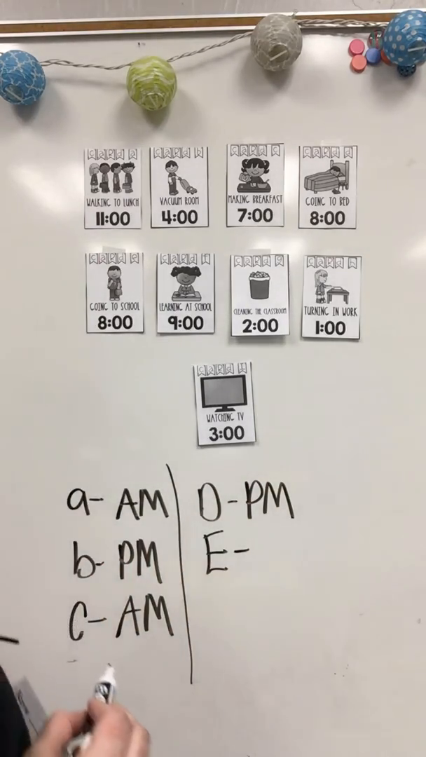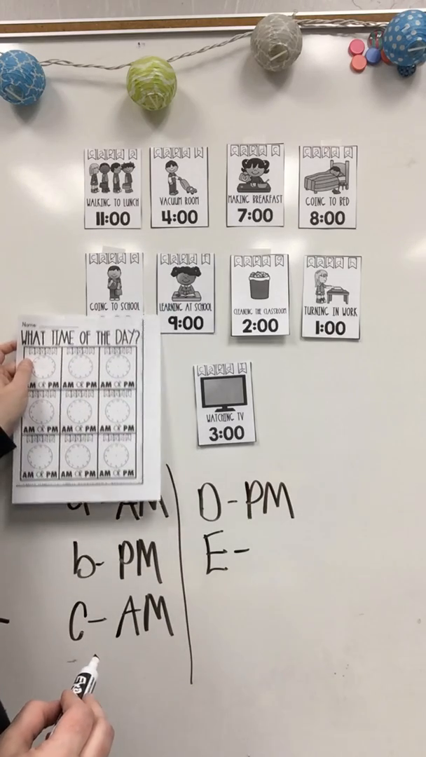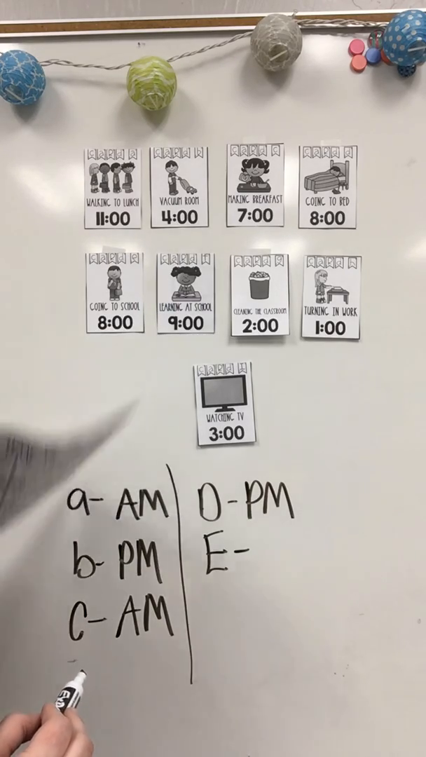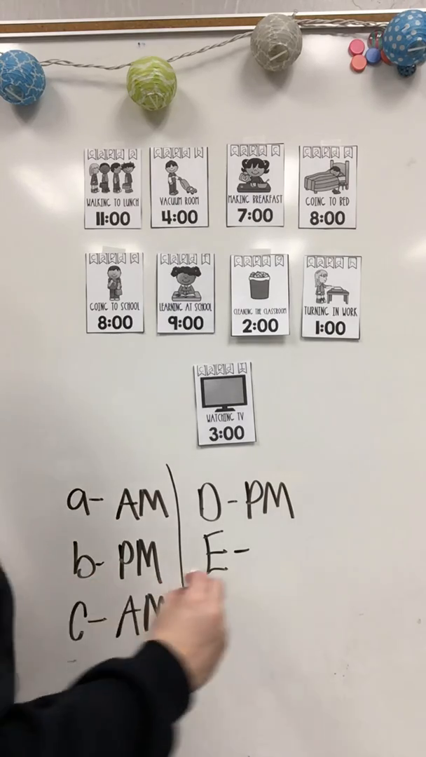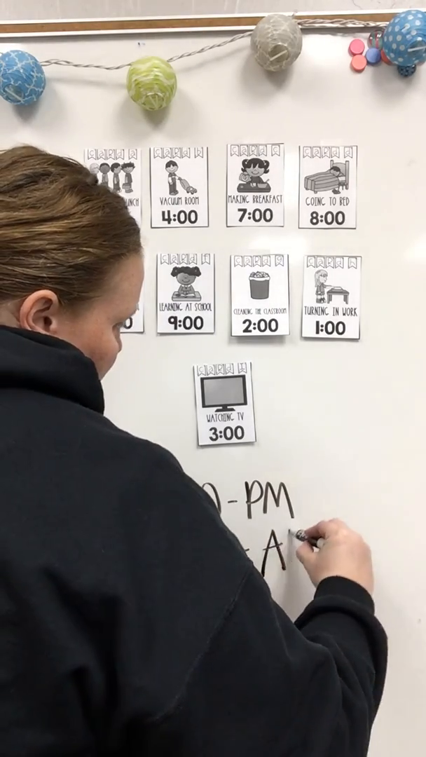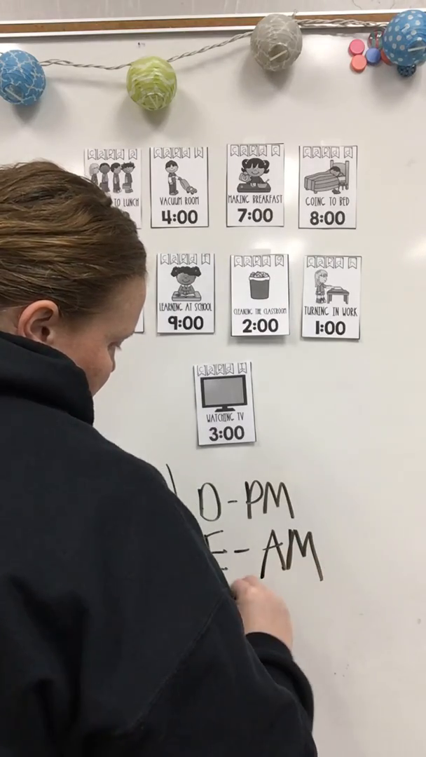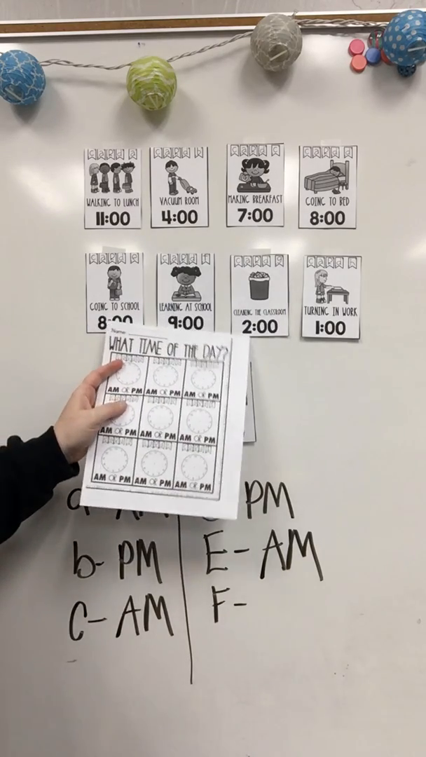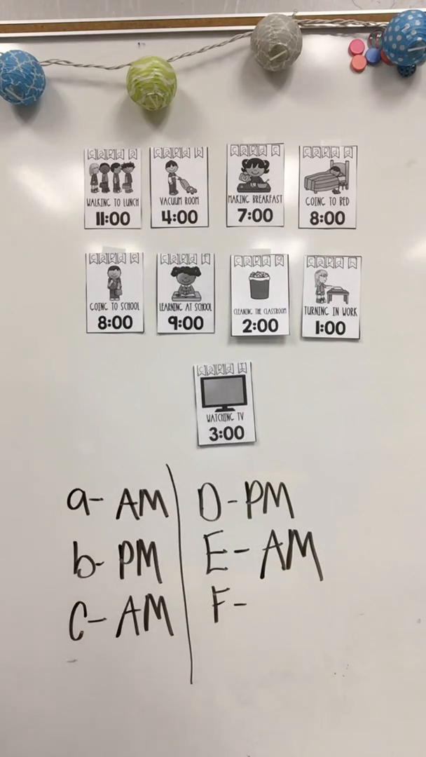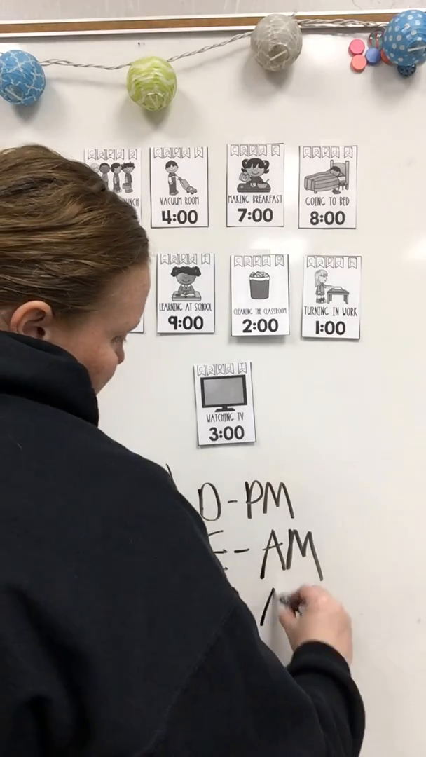Card E. Going to school, 8 o'clock. Well, we go to school at 8 o'clock in the morning, which is a.m. Okay, F. Learning at school, 9 o'clock. Is that in the morning or the evening? 9 o'clock in the evening, you should be in bed. So it should be 9 o'clock a.m.